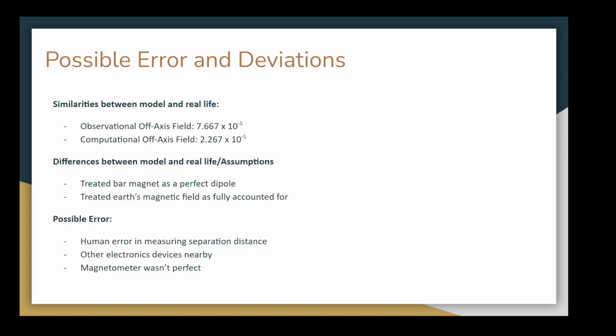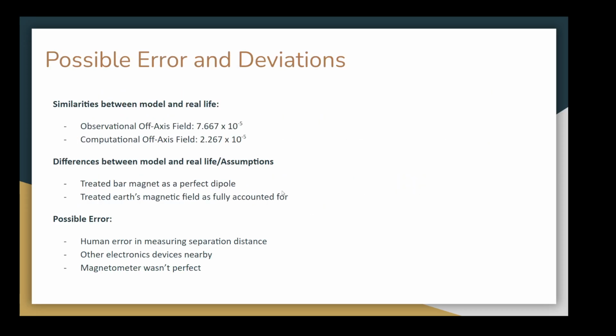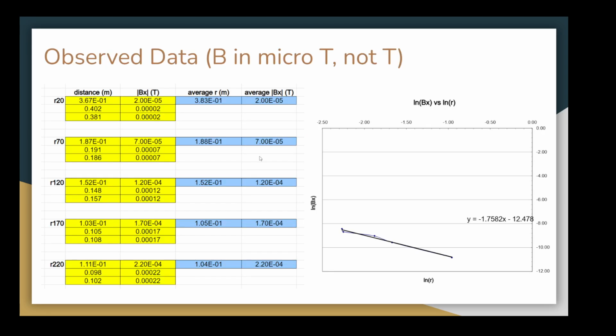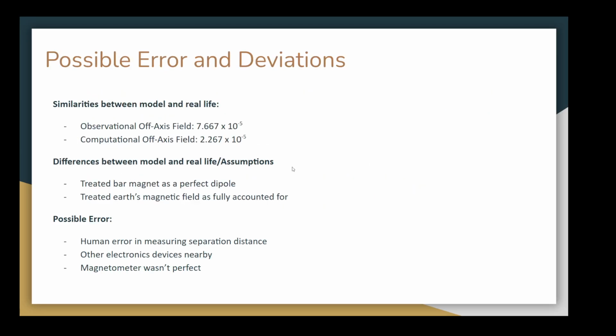And then possible error. Between model and real life, the observational off-axis field was 7.667 times 10 to the negative 5. You saw that right down here in this corner. The computational field was found with the code right here. That is the vector for the field, but we can take that and find the magnitude using the Pythagorean theorem.